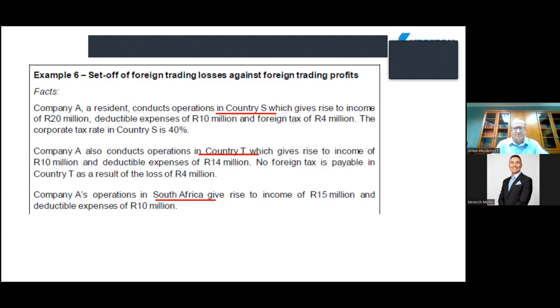In country S, there is income of 20 million Rand, deductible expenses of 10 million Rand, and foreign tax of 4 million Rand. Okay, they pay 40% tax. Company A, in country T, has income of 10 million Rand and deductible expenses of 14 million Rand, so there is a loss of 4 million Rand in country T. And in South Africa, I've got 15 million Rand of income and tax deductible expenses of 10 million, so I've got taxable income of 5 million Rand.